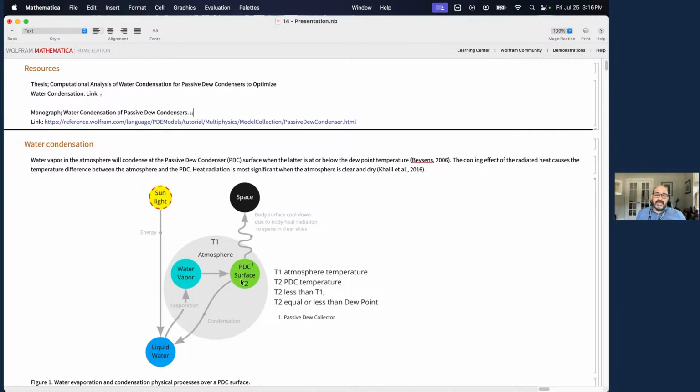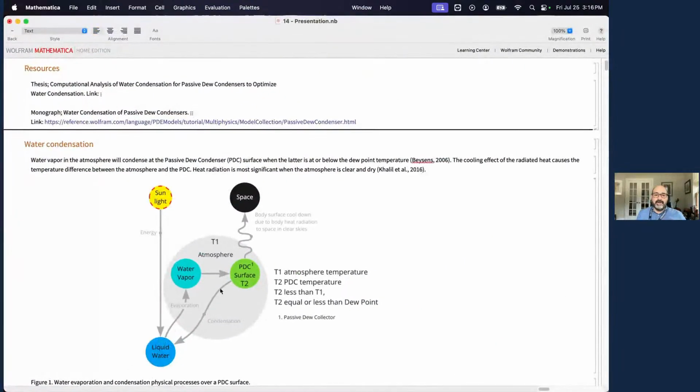This radiation is what makes the difference in temperature between the atmosphere and the surface of the PDC. So when your PDC drops below the atmosphere temperature, you suddenly start, under certain conditions, to condense water, which is what we want.